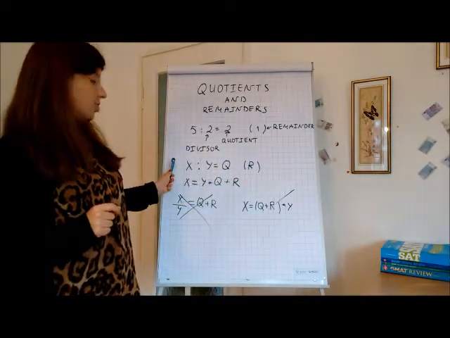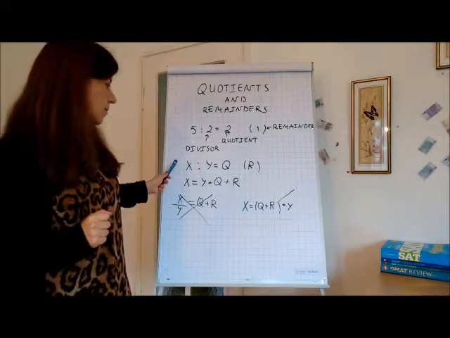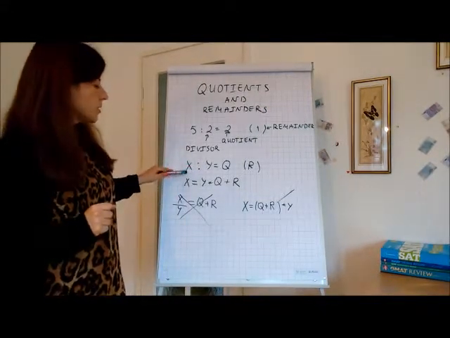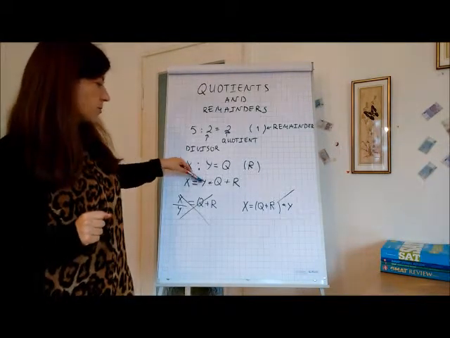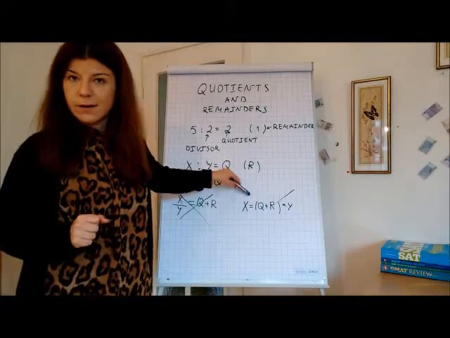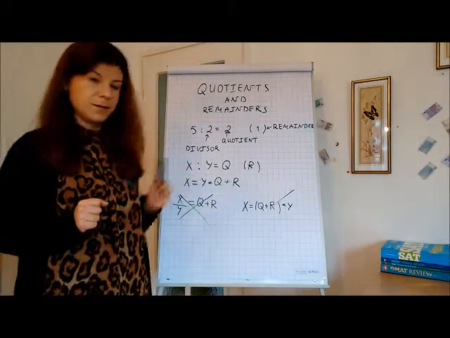If you have a question asking you to find the quotient or the remainder, the key to the solution is to rewrite it in this form. X is equal to y times q plus r, or the divisor times the quotient plus the remainder.